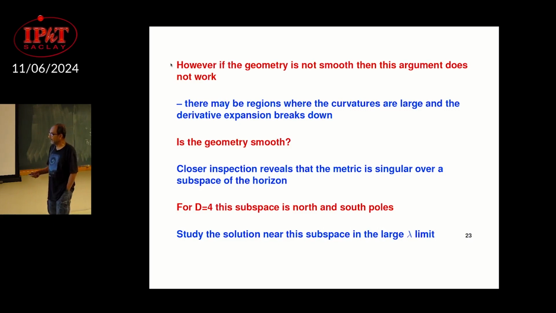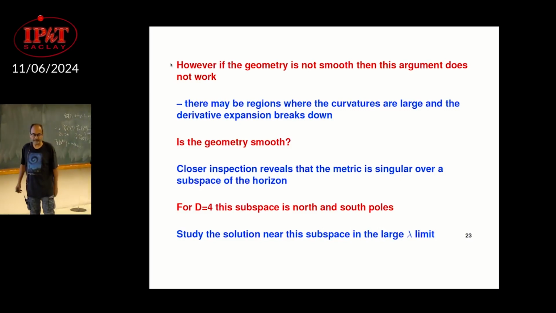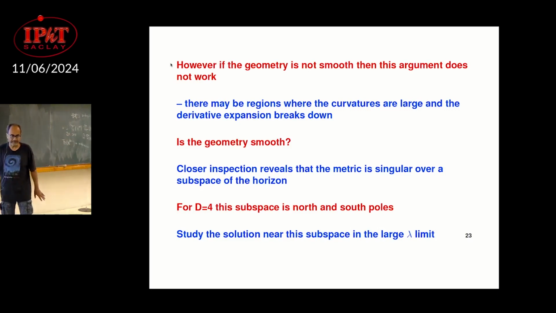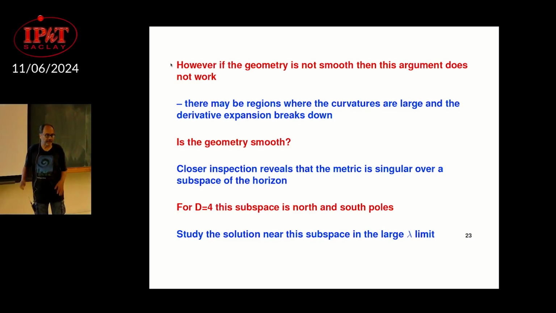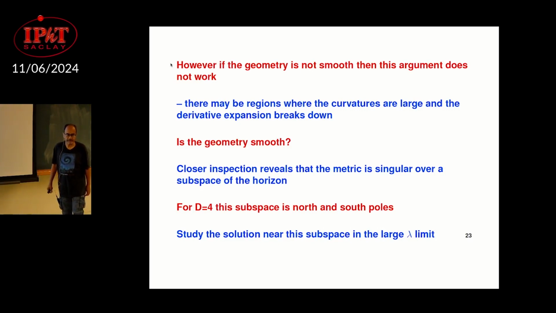So the idea now is that we should study the solution near this subspace in the large lambda limit, because away from this subspace the metric is smooth and there is no hope that the higher derivative corrections will give you the contribution that you are looking for. Right? Higher derivative corrections will be smaller.